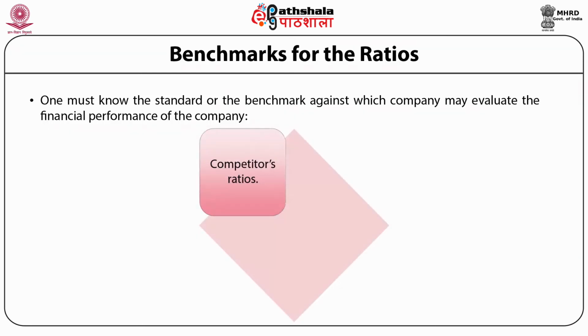First, competitors' ratio. Every company must have the ratios of its competitors. This helps the company to evaluate its competitive edge in the market. Second, industry ratio. The industry to which the company belongs has its own standards regarding the different inputs and outputs. Hence, the industry ratios help the company to evaluate its industry competitiveness.